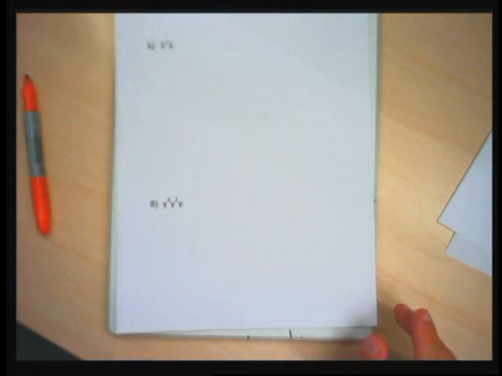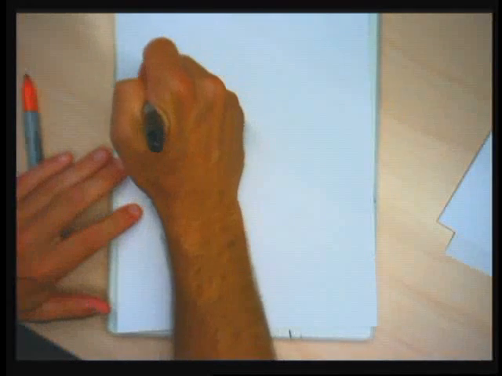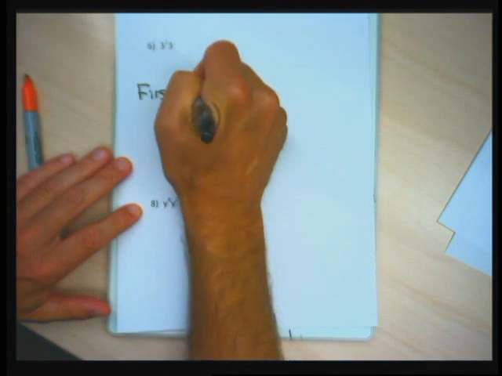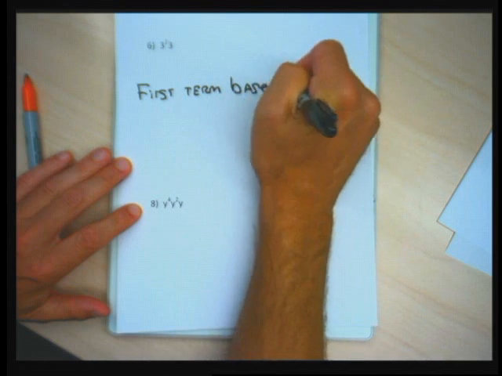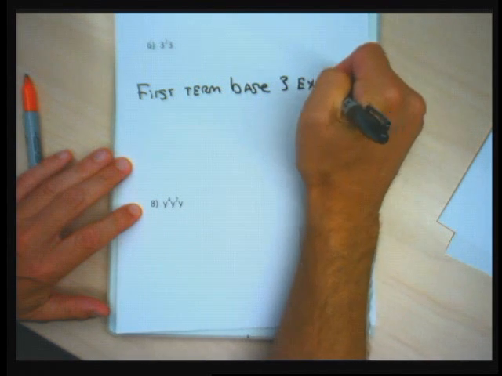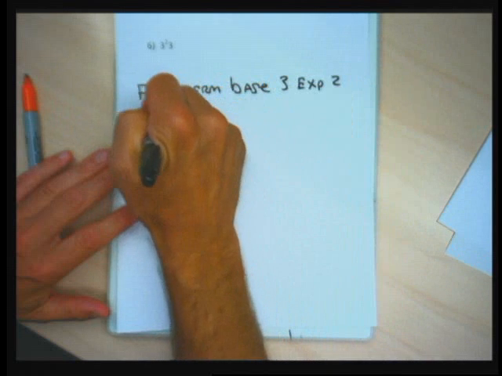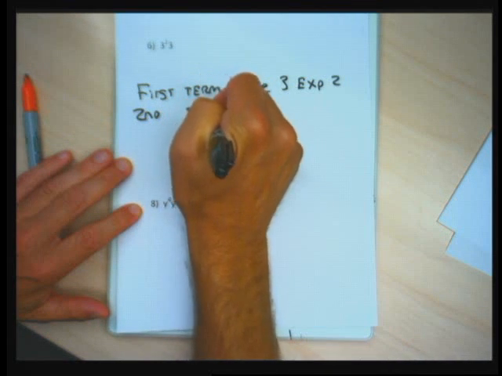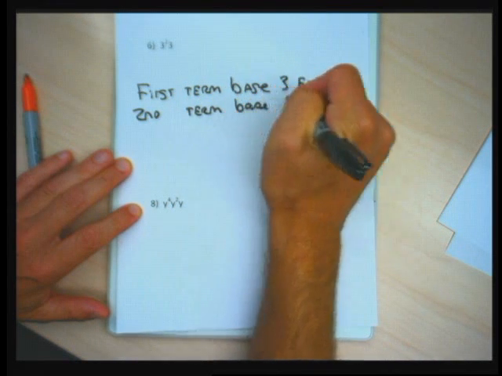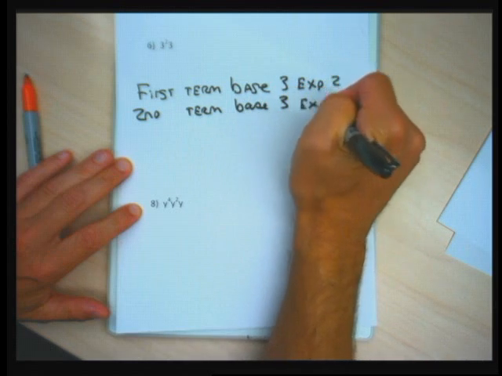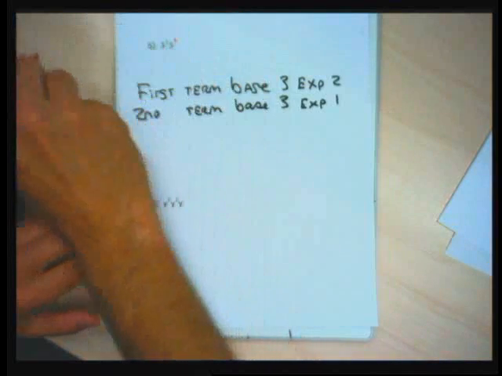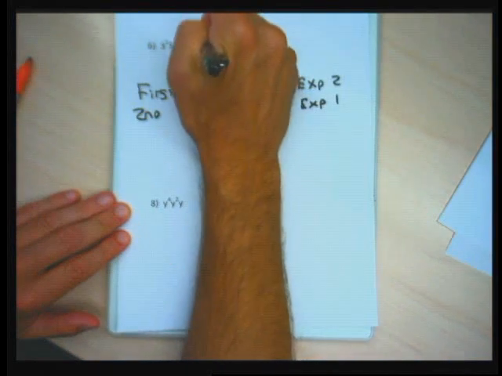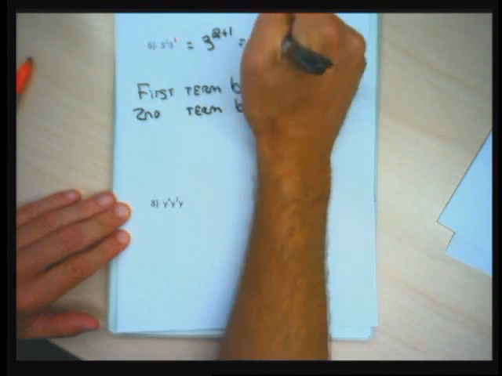Problem 6 is dealing with numbers. And again, it's the same rule. The first term has a base of 3 and an exponent of 2. The second term has a base of 3 and an exponent that's not written, so it's assumed to be 1. I can use the rules of exponents and say this is 3 to the 2 plus 1 power, which is 3 cubed.